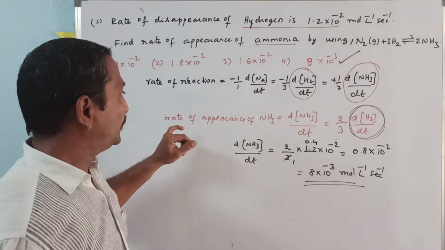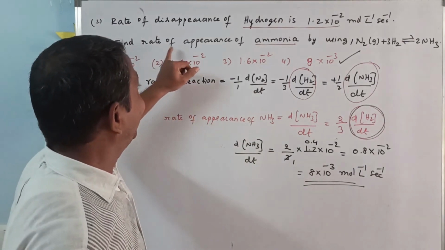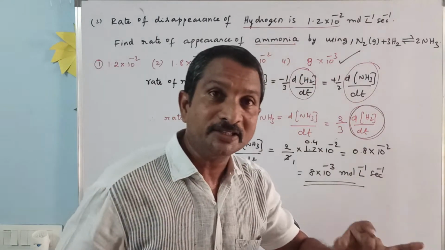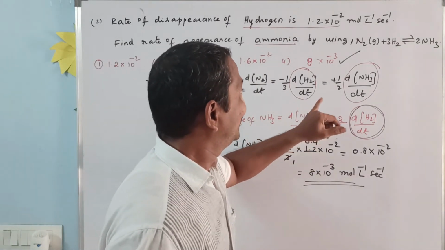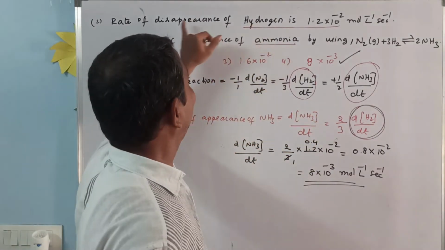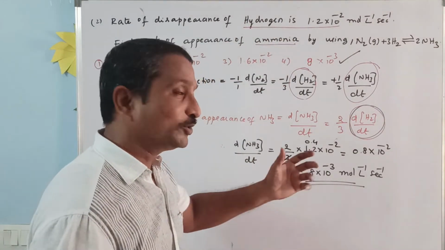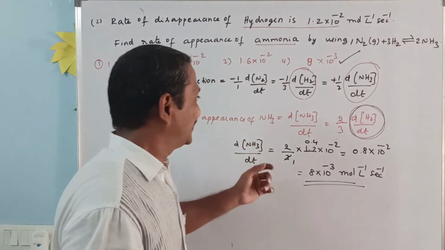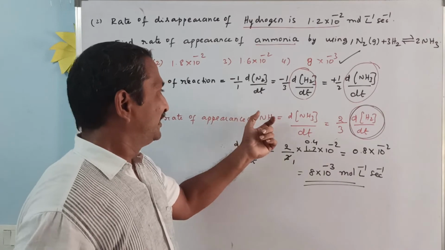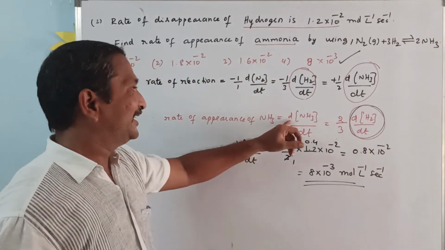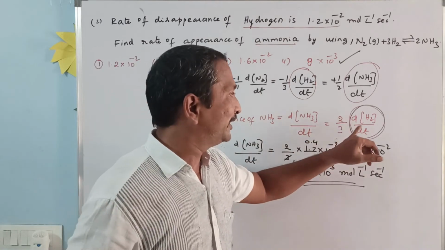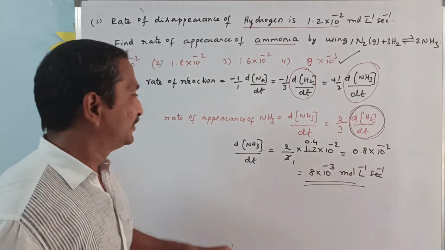Clear? Now, what is to be calculated? Rate of appearance of ammonia is to be calculated. What is given? Rate of disappearance of hydrogen is given. We should write the relation between these two. So, the relation between rate of appearance of ammonia and rate of disappearance of hydrogen is d of NH3 by dt is equal to 2 by 3 d of H2 by dt.